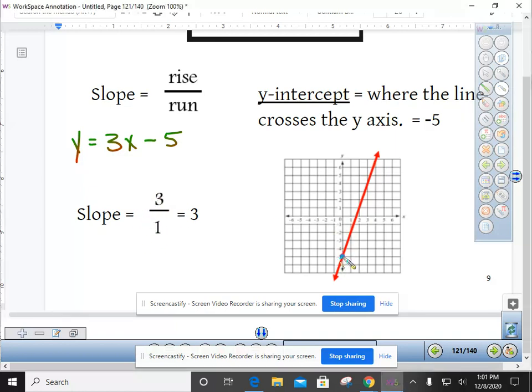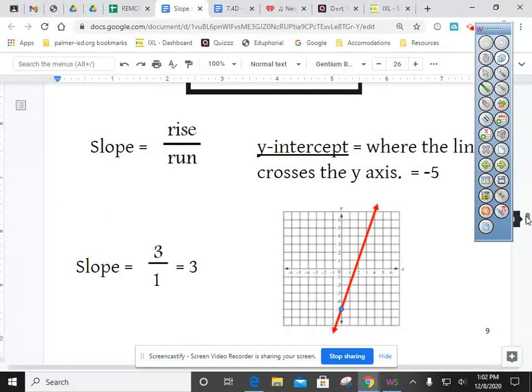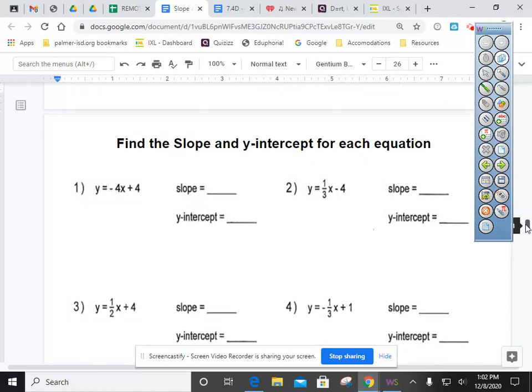So I went up 1, 2, 3, over 1. You see where it crosses right there? Then if I go up another 3, over 1, it should cross again. Does it? Yep. Everybody good on what all that means? So basically the x, is that the 1 underneath? No, the x is beside it. The x is the coordinates.